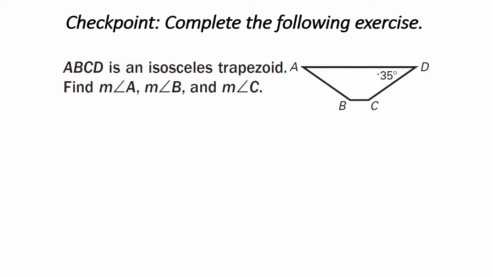Alright, checkpoint problem number 1 is yours. Complete the following exercise. ABCD is an isosceles trapezoid. Find the measure of angle A, the measure of angle B, and the measure of angle C.